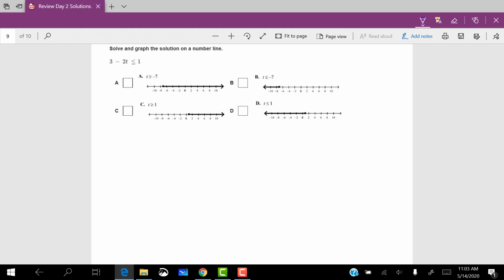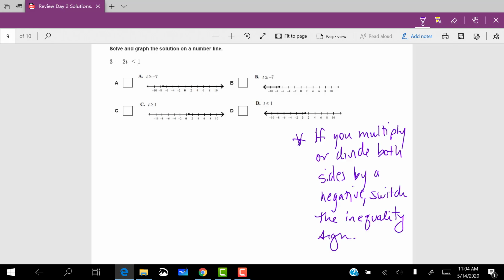All right, now we've got some inequalities. So remember, the only thing that's really different about inequalities is when you divide by a negative, you have to switch the inequality sign. So if you multiply or divide both sides by a negative, switch the inequality sign. Other things you might want to add to your notes here is that if you've got a sign like this or like this, that gives us a closed circle. And a less than or a greater than, those give us open circles. So here we're going to have a closed circle.